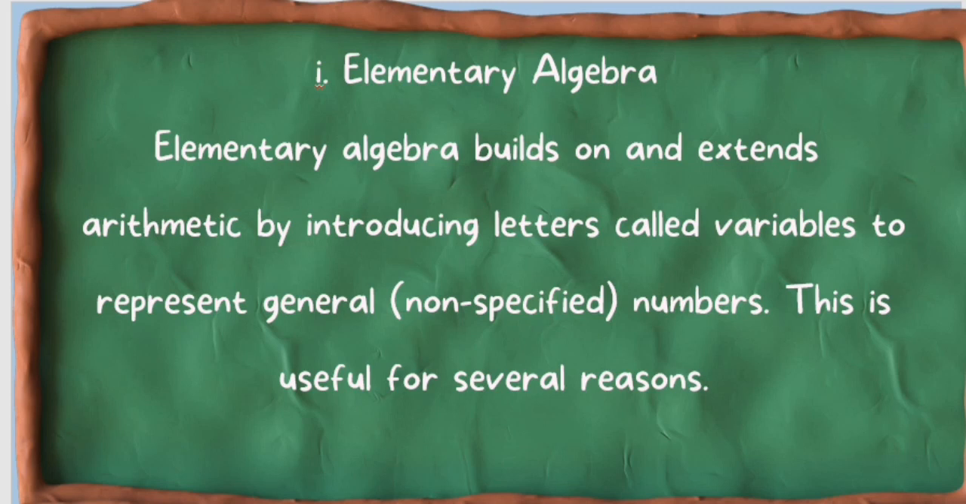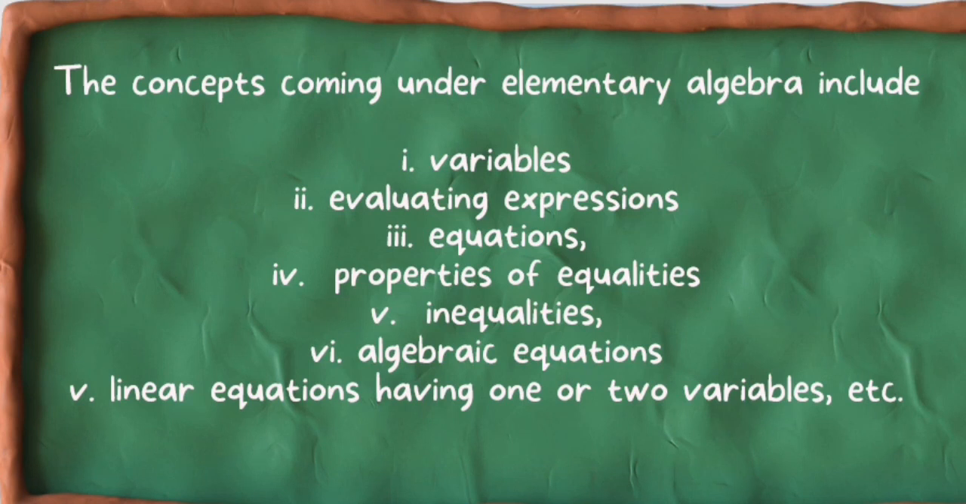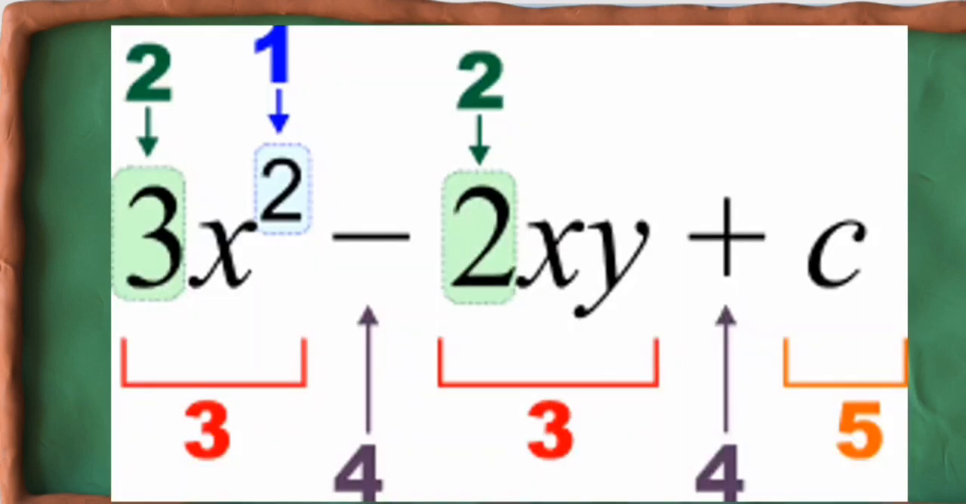Elementary algebra. Elementary algebra builds on and extends arithmetic by introducing letters called variables to represent general numbers. This is very useful for several reasons. So the concepts coming under elementary algebra include variable, evaluating expression, equations, properties of equality, inequality, algebraic equation, linear equation having one or two variables. So this expression shows an example of the elementary algebra, and this expression is a quadratic equation expression.